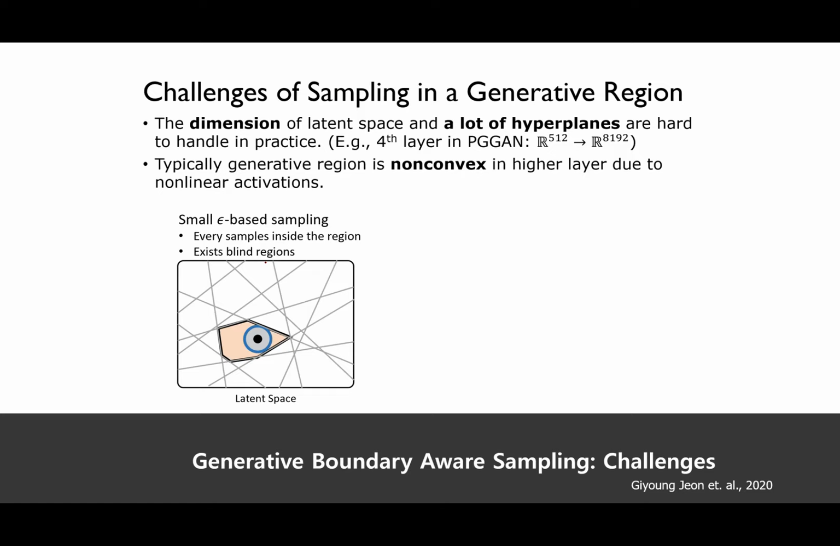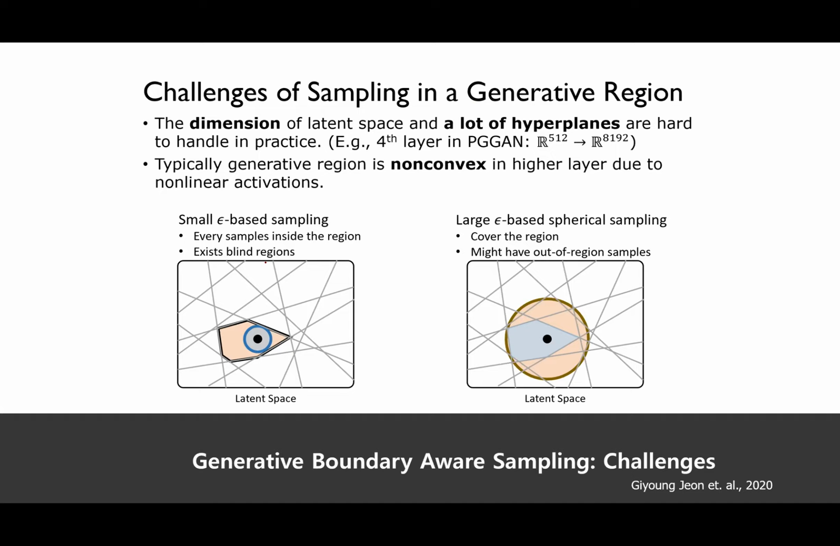And people use small epsilon-bound sampling. From the query, they find the region, using either the L1 or L2 norm, and sample within a small epsilon ball, so that every sample is inside the region, or a large epsilon ball. With the small one, the sampling is not very useful. With the larger one, it also does not care about the region, right? So then there is an issue.